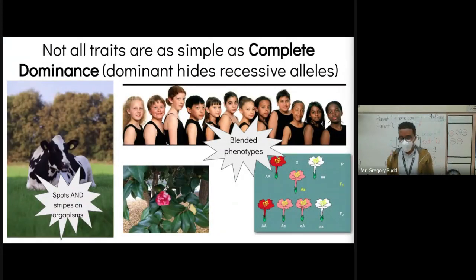Not all traits are as simple as complete dominance. In fact, we would be a very black and white world, a very cut and dry world if everything followed complete dominance. We would only have one of two types of things. In reality, we know not only are there some traits that are defined by multiple genes, but there are also some traits that result in what we would consider blended phenotypes, and then also some that result in spots and stripes or phenotypes that are being displayed at the same time. So let's take a look at these.